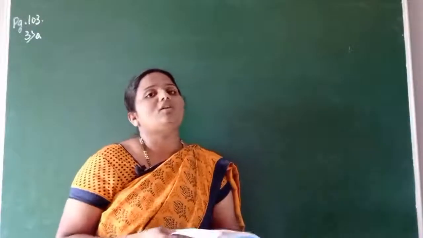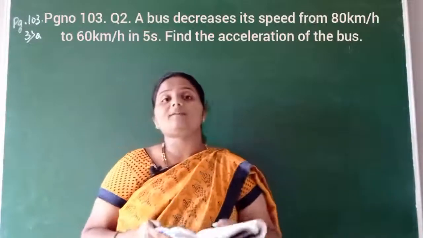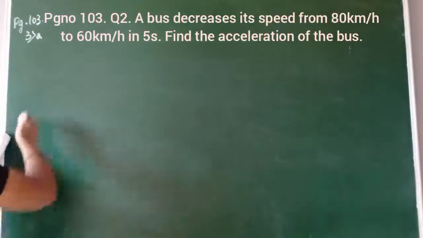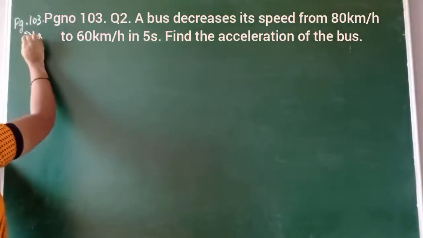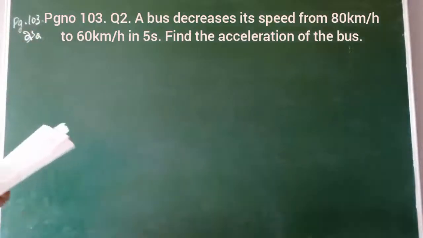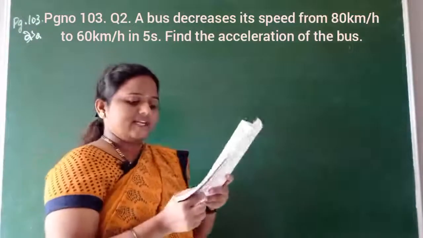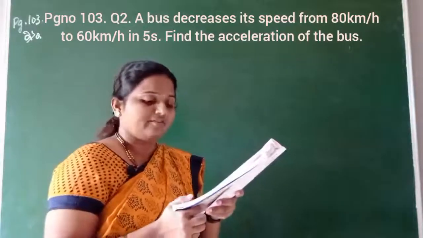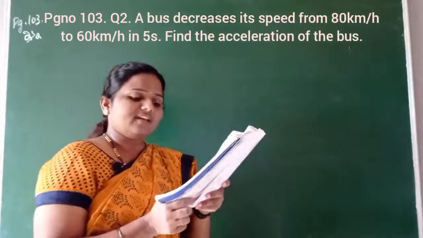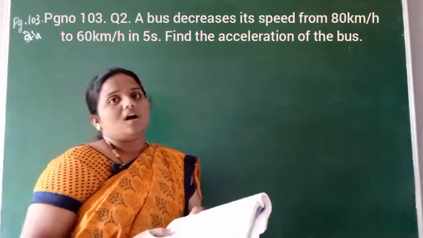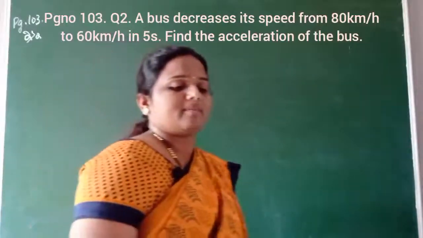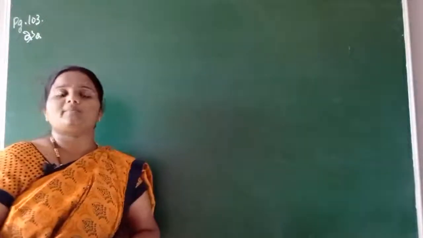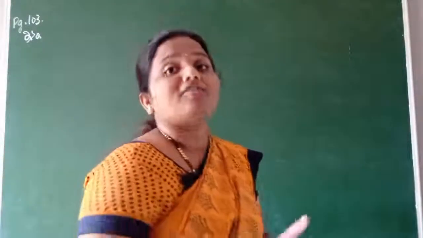Children, now we will solve one more problem, that is page number 103, question number 2. First we will solve question number 2. Here, a bus decreases its speed from 80 km per hour to 60 km per hour in 5 seconds. Find the acceleration of the bus. The question is, the bus is decreasing its speed from 80 km per hour to 60 km per hour in a time of 5 seconds.